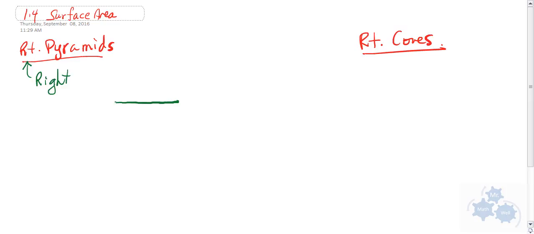Now you may not be very good at drawing three-dimensional figures. Usually in grade 10, most of you find your figures look really funny. It's okay. Don't worry about it. You're going to get better at it. Let me show you some tips to drawing good three-dimensional figures in math.